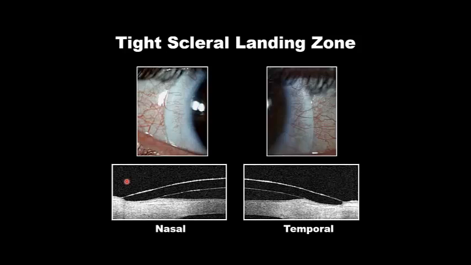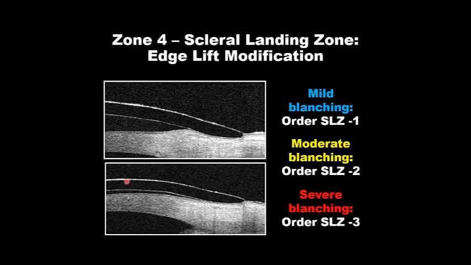So this is a simple case where you call up the Cardinal contact lens consultant and explain it's mild blanching, and they're going to order a scleral landing zone -1. Increase the edge lift -1. If it's moderate blanching, then maybe we'll go to scleral landing zone -2. If it's more severe blanching, scleral landing zone -3. Now, why is it minus?